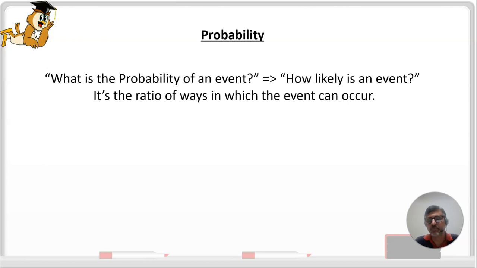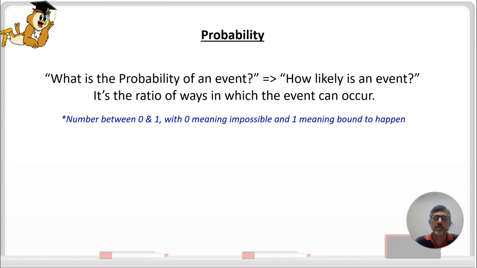So for example, you were dealing with red cards. Red cards are 26 out of 52. The ratio is 0.5, and that is the probability of drawing red cards. So the ratio of ways in which the event can occur. Probability is expressed as a fraction, a number between 0 and 1. Probability of 0 means the event is essentially impossible, and a probability of 1 means that the event is a certainty. It's certain to happen.